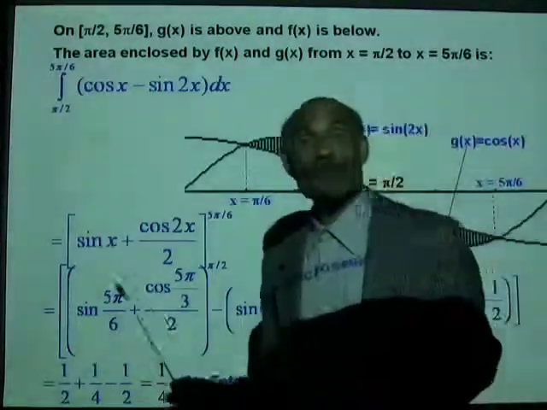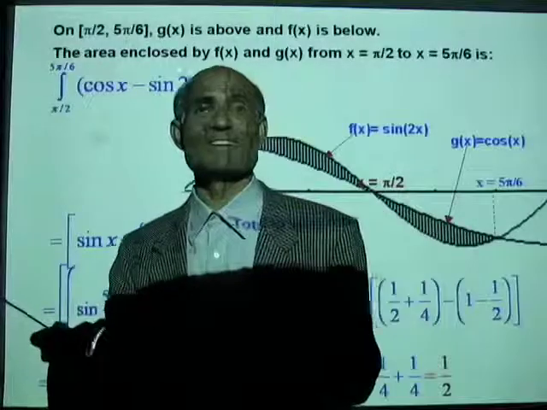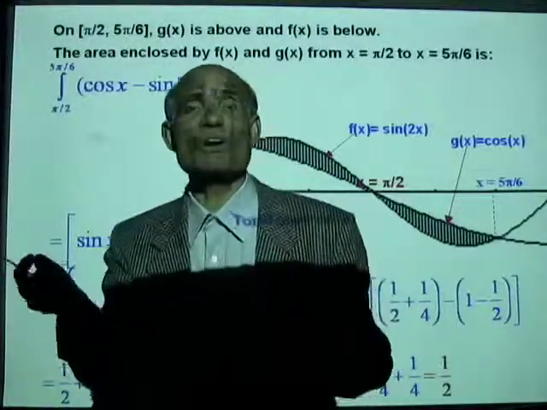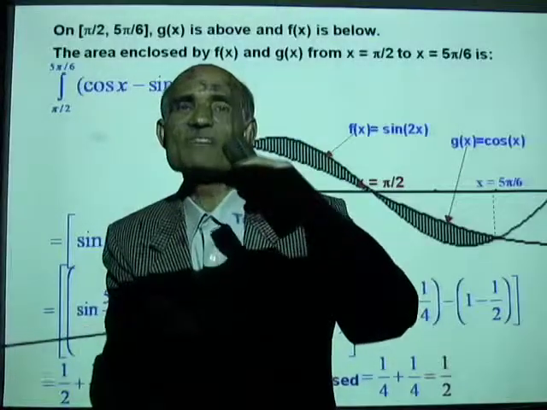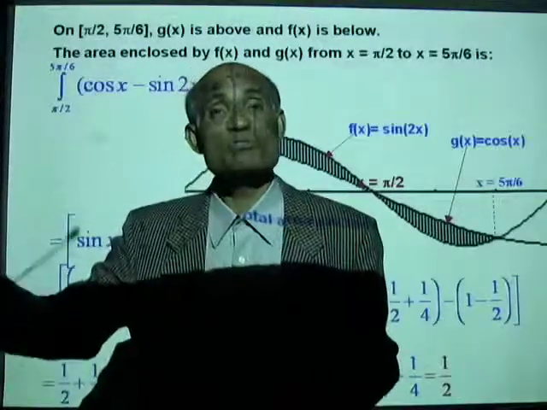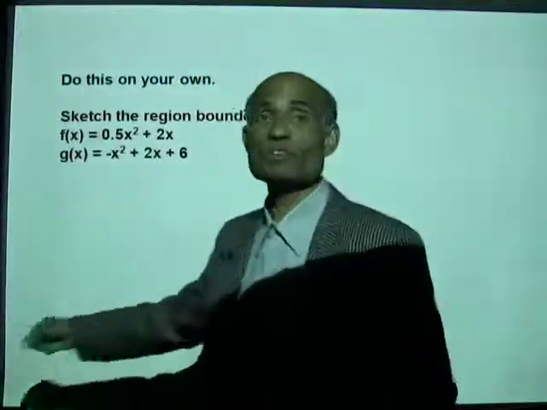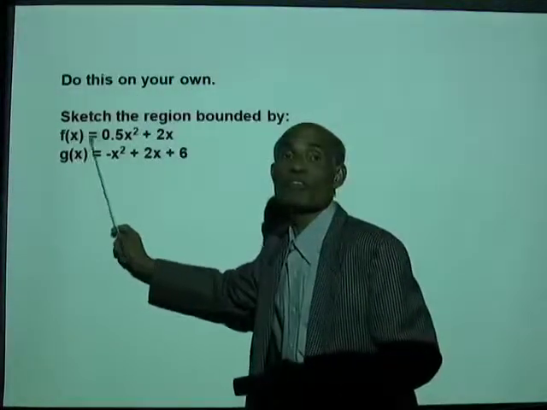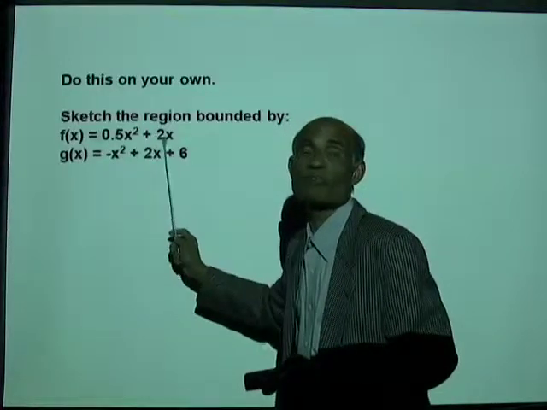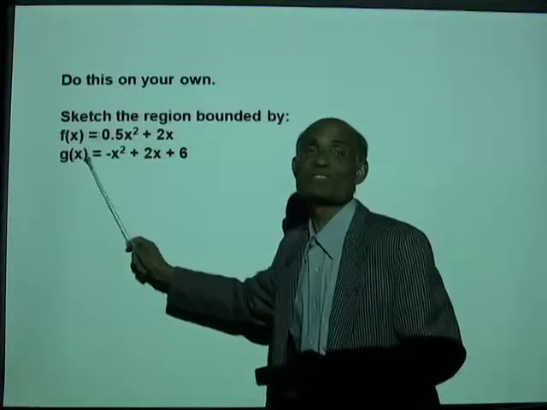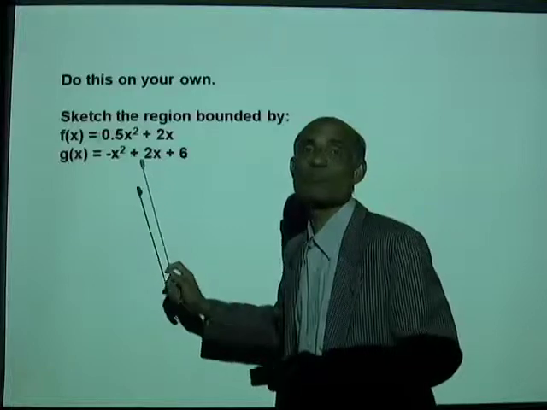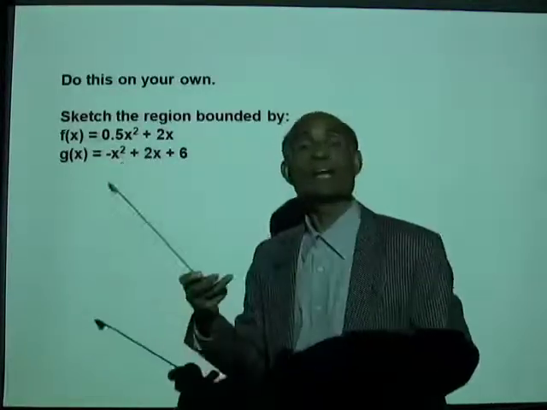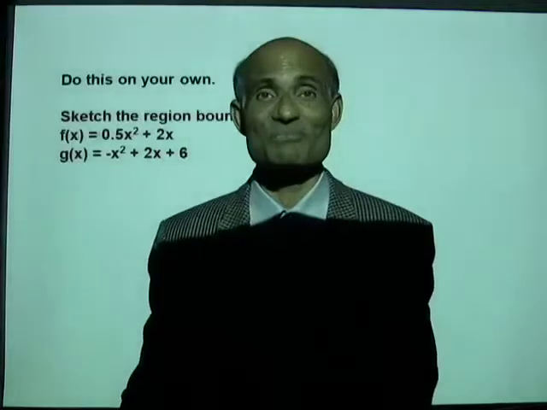Now we have gone through extensively and dealt with the concept of area enclosed by two graphs. I want you to now do a number of these homeworks, or try this on your own. Sketch the region bounded by f of x equal to 0.5x squared plus 2x, and g of x equal to negative x squared plus 2x plus 6. Try this on your own and see whether you understand the concept. All right?